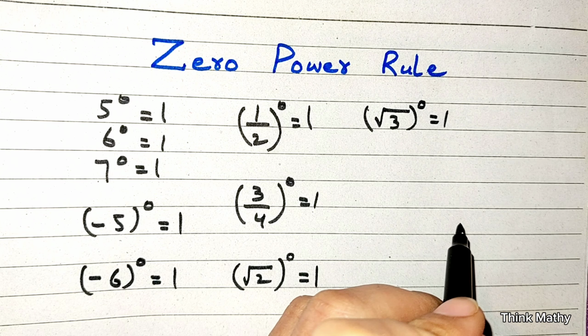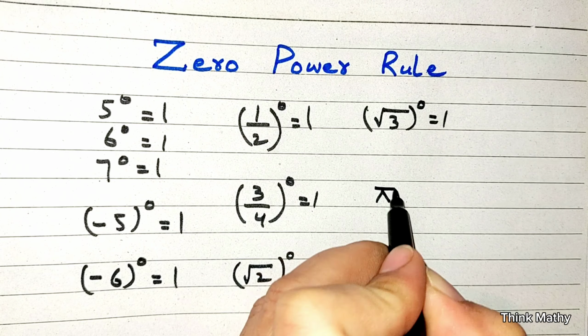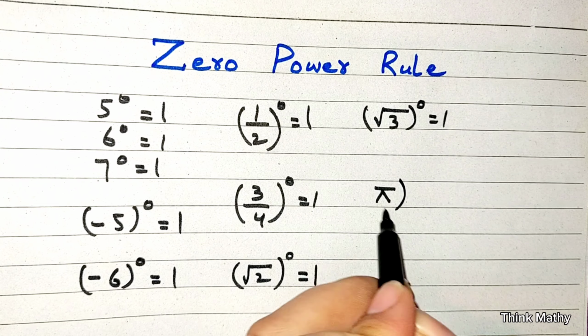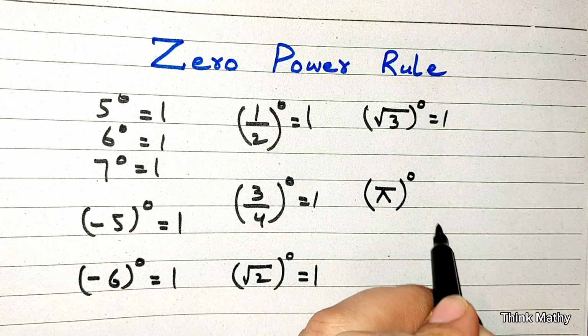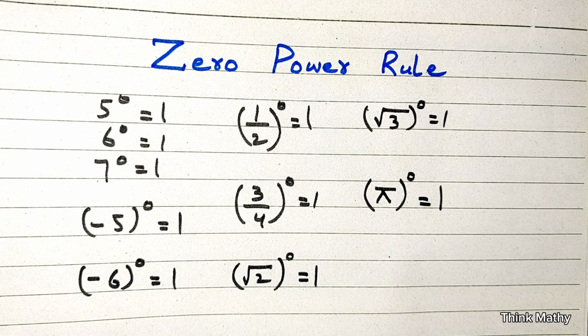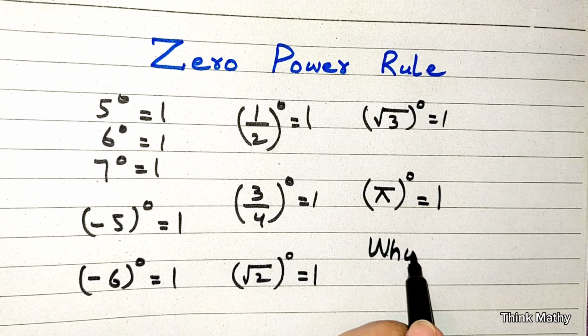Now let's take the most beautiful number, which is pi, and we know the value of pi is equal to 22 upon 7. So what will be pi to the power of 0? This is also equal to 1. But why? Why is every number raised to the power of 0 equal to 1? So now we will learn why.